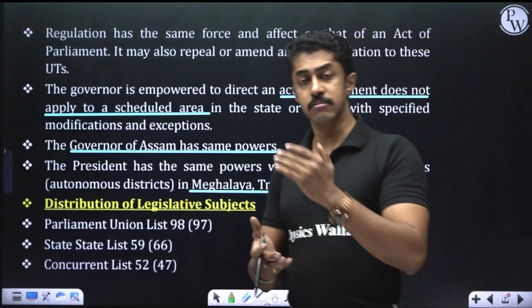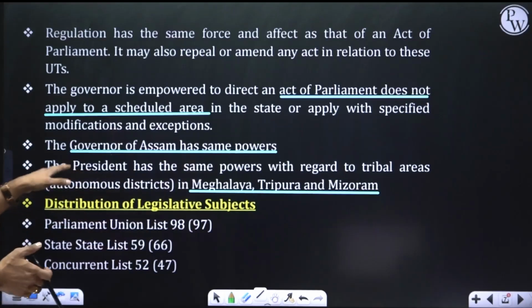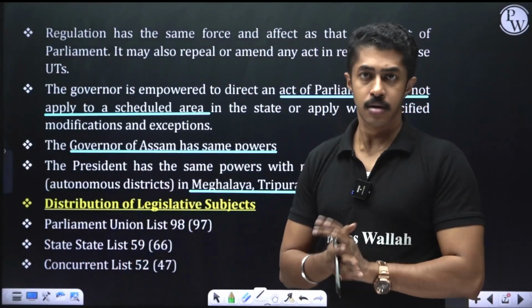In the case of Assam, governor has maximum powers. In the case of union territories, it is the president. In the case of Meghalaya, Tripura, Mizoram, it is the president again. Clear?